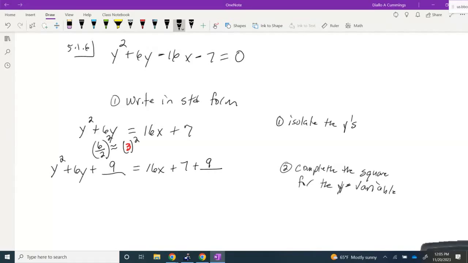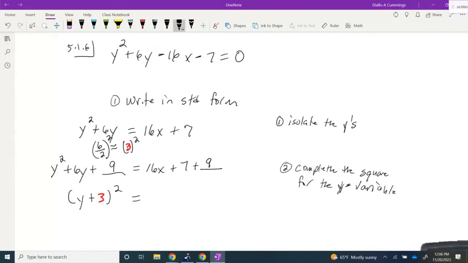All right, so now on the left-hand side, we actually produced a perfect square trinomial. So I'm going to write this as y, and then I'm going to take half of the coefficient of that middle term, which was 3, squared. So that's where that 3 comes from. When you take half of the coefficient of the middle term, you get 3.